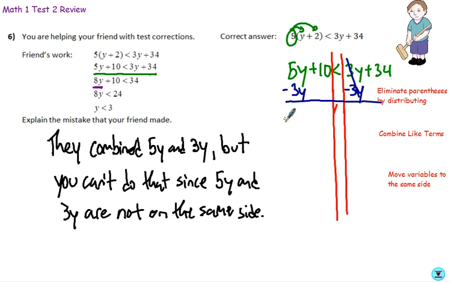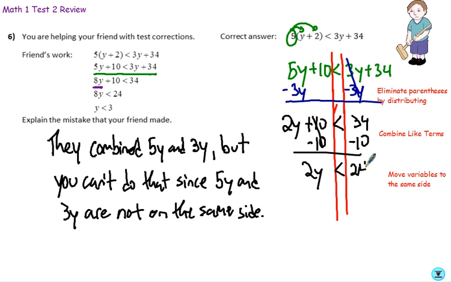So we've got 2y plus 10 less than 34. So we can see that that's where they went wrong. They said 8y plus 10 less than 34. Well, no, it should have been 2y plus 10 less than 34. All right, so now it's cleaned up. Now we just need to get rid of this 10, move that guy over. So we get 2y less than 24.